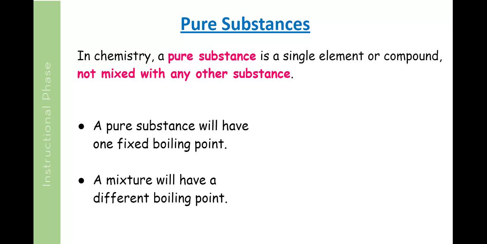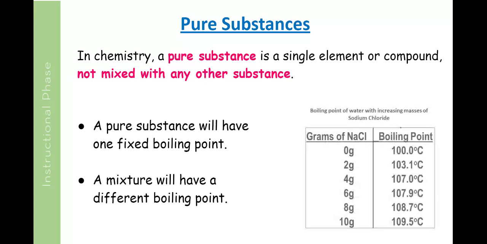So, for example, if you add soap to water, you actually increase the boiling point. So, one way of finding out if a substance is pure is to test its boiling point. Every pure substance will have a fixed boiling point. And we know water boils at 100 degrees. If our sample doesn't boil at 100 degrees, we know it's not pure water.